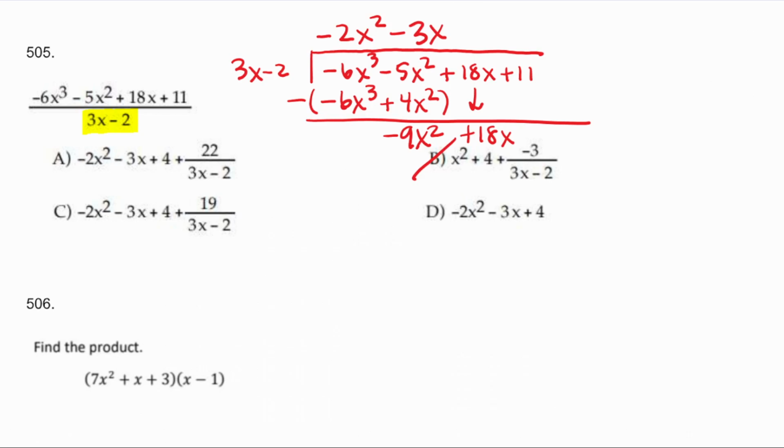Okay, so I know how this is going to go. I need to get negative 3x and plus 4. It's just a question of what's going to happen after that. So we're going to multiply negative 3x by 3x minus 2, get negative 9x squared. Negative 3x times negative 2 is plus 6x. Okay, subtract that all away.